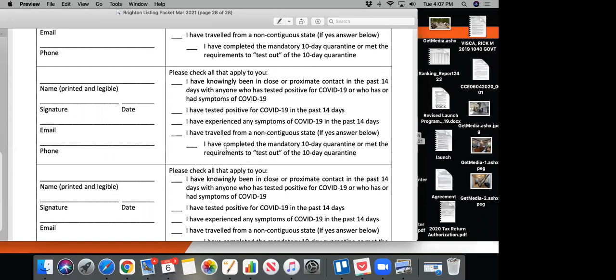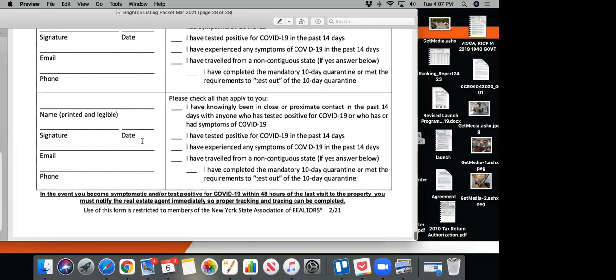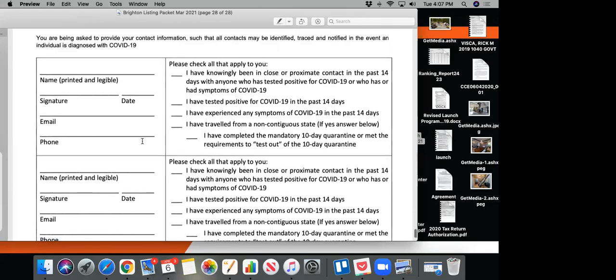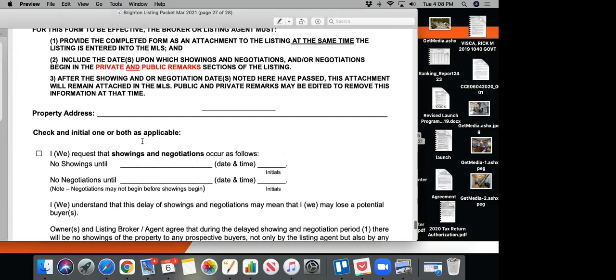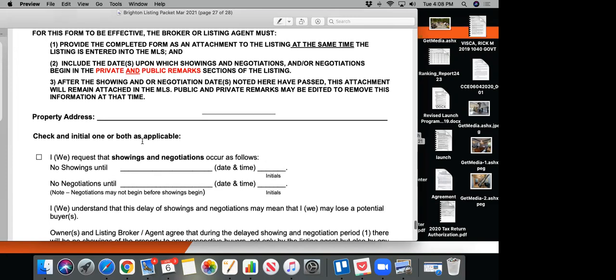This might actually change soon. We'll probably have to add a new form to it. So these are all the forms that we need when listing a property. If there are any questions, please let me know. No questions. Okay.